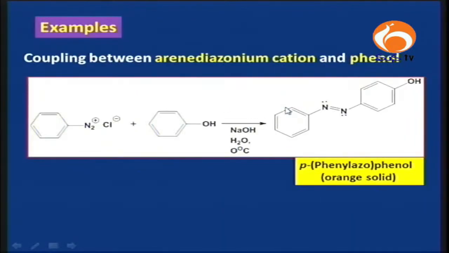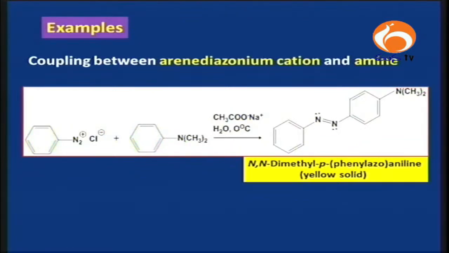Let us see different examples of this reaction. When arene diazonium cation undergoes coupling with a phenol, then we will obtain this particular orange solid. This is known as para-phenylazophenol.